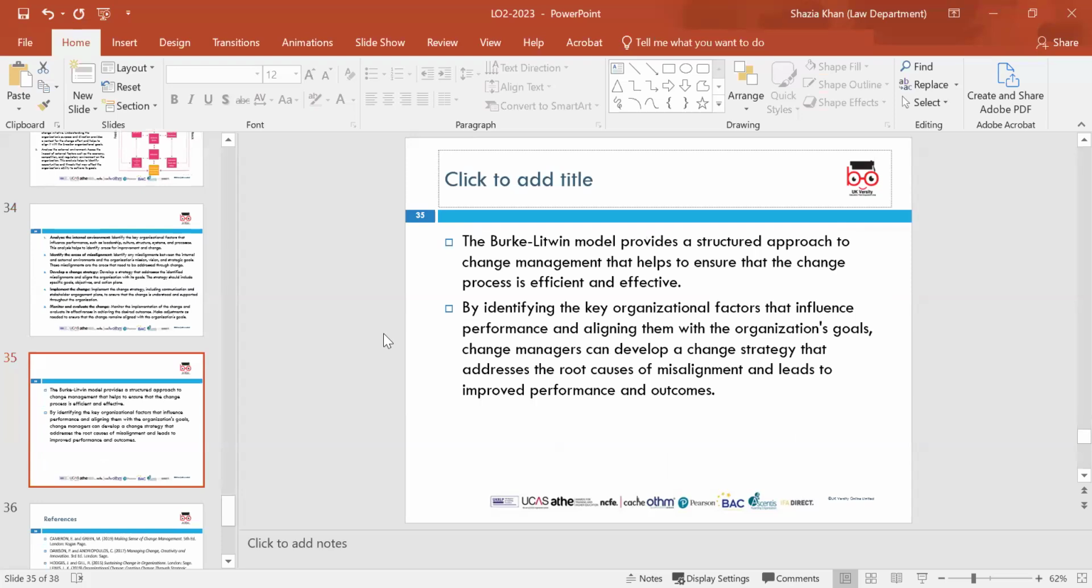The Burke-Litwin model provides a structured approach to change management that helps to ensure the change process is efficient. It's important to remember that this model does not make any changes to critical factors. However, it is a useful tool for identifying factors that interact with one another with change processes occurring. So by identifying these factors that influence goals, change managers can develop the change strategy and make sure there are no problems, addressing all the root causes of the issues and making sure that performance is improved and outcome is improved as well.